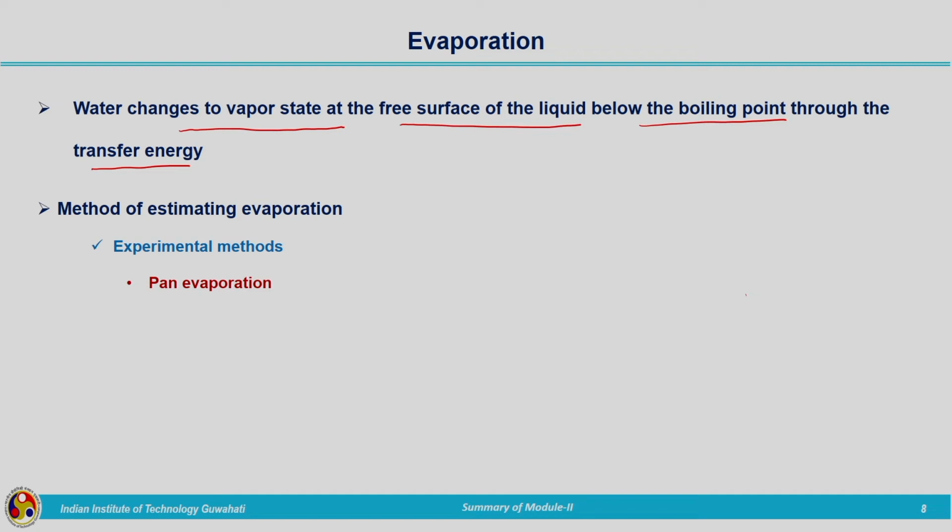Experimental methods incorporated pan evaporation and lake evaporation. When we were doing experimental methods, we were making use of standard pans. Different pans with standard dimensions are available, and by making use of that we have found out the quantity of water getting evaporated from the pan. So, in that measurement, we fill the water up to a certain level, and the lowering of the level is measured, which represents the evaporation of water taking place at that particular location.